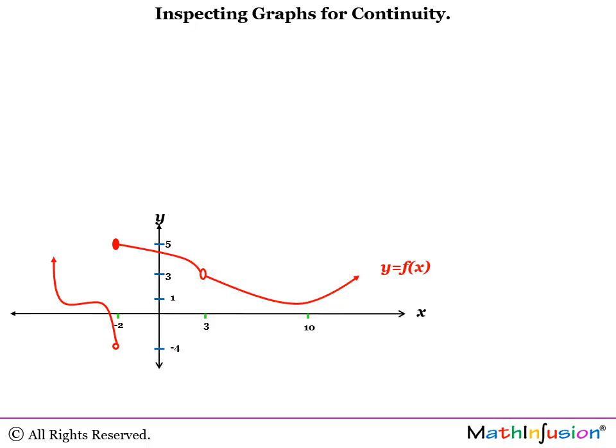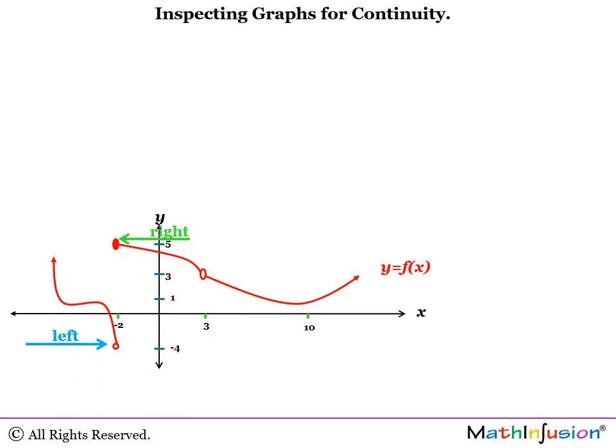It is easy to inspect graphs for continuity. We just have to trace the graph, and if we cannot do it and we have to jump over, then it means that the function is not continuous at that value of x. For example, we are going to inspect this graph at x equals -2, x equals 3, and x equals 10. We even want to do more. We also want to inspect not only continuity, but also to pay attention to the limits.